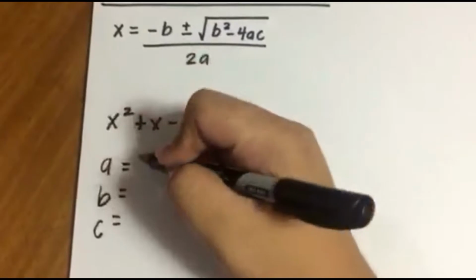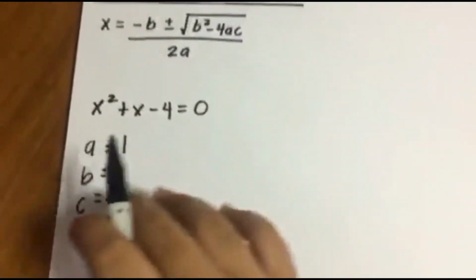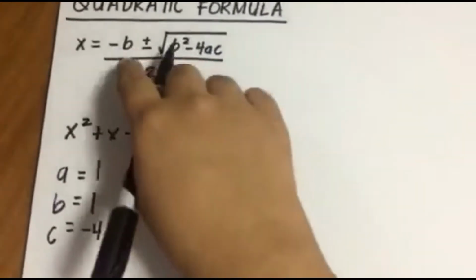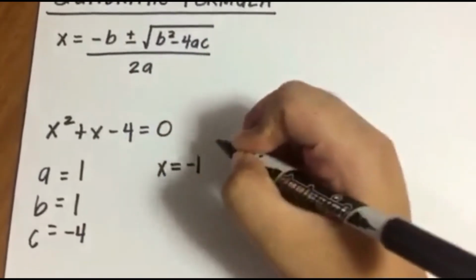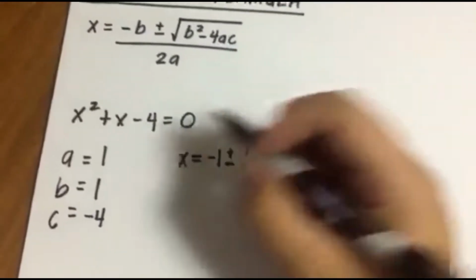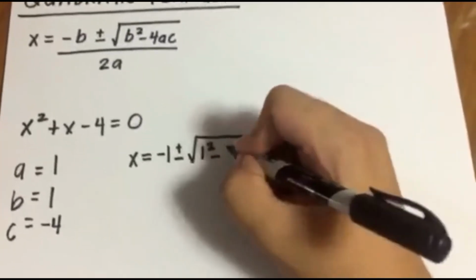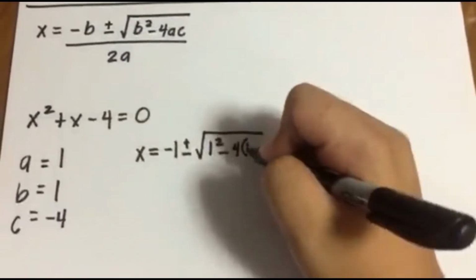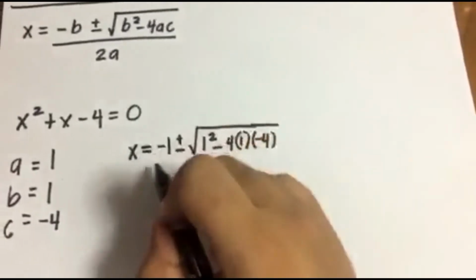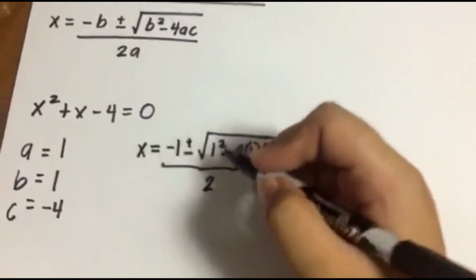So for a, that would be 1. For b, it's also 1. And c is negative 4. So we just plug in these values in the equation. That would give us x equals negative b, so negative 1, plus minus the square root of b squared, so again 1 squared, minus 4 times a and c, negative 4, all over 2a, which is also 1.